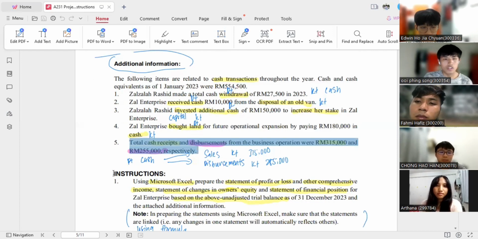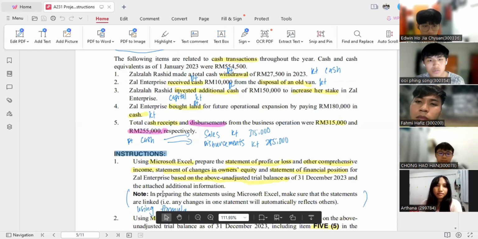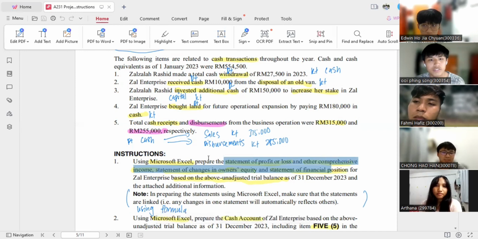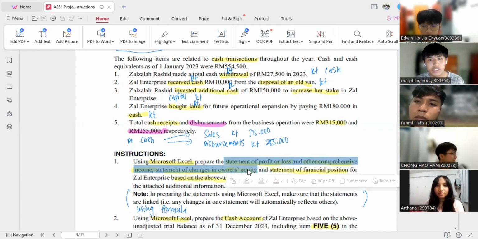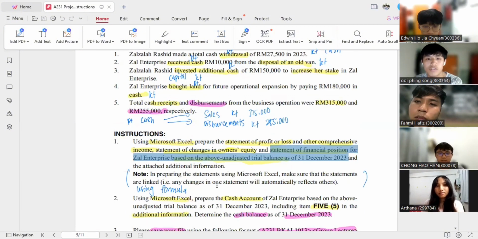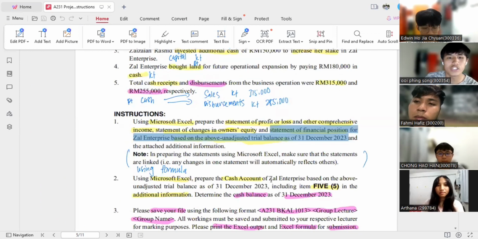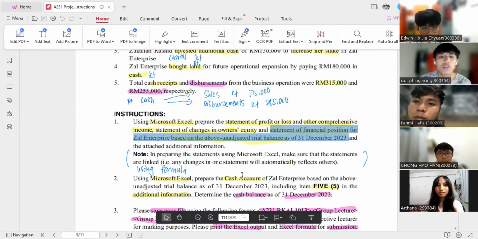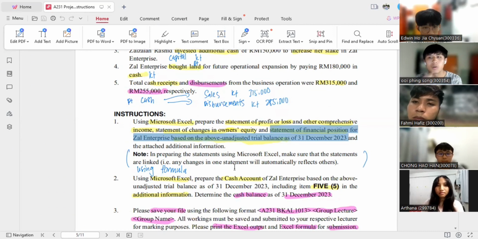Okay. For the instruction, we will use Microsoft Excel to prepare the statement of profit and loss and other comprehensive income, the statement of changes in owner's equity, and the statement of financial position for the enterprise based on the above unadjusted trial balance as of 31 December 2023 and the attached additional information. We will make sure the statements are linked, which means we will build the statements using formulas such as sum.